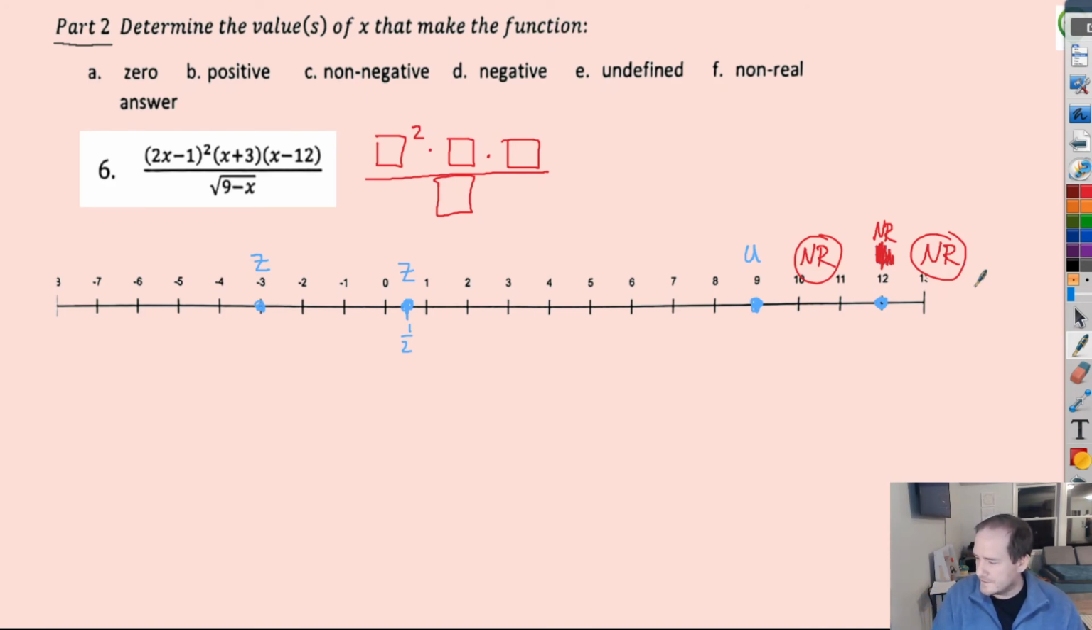So let's do that. There was a fly. I missed it. I'm going to leave it alone.